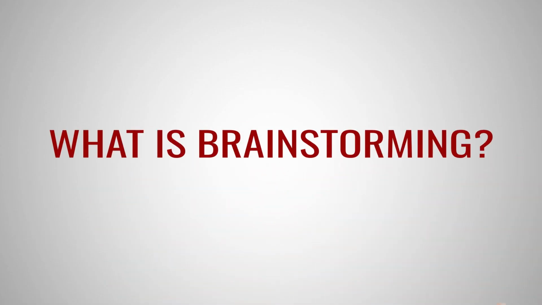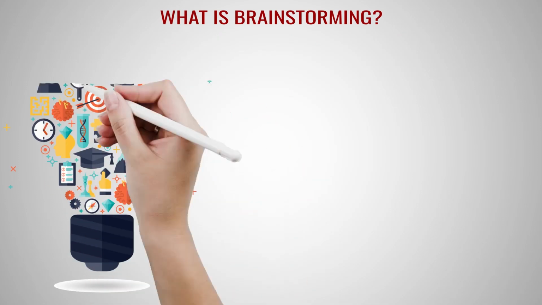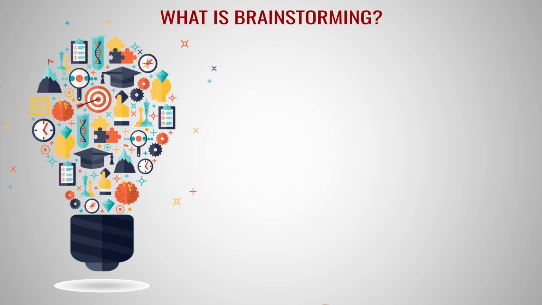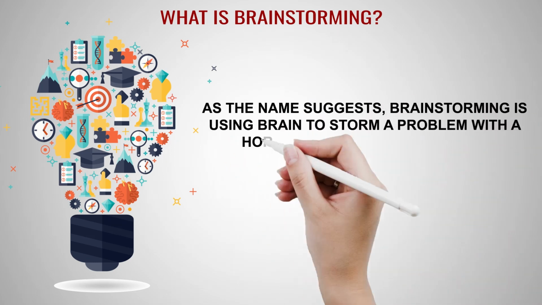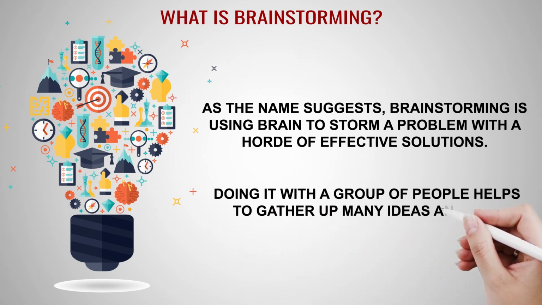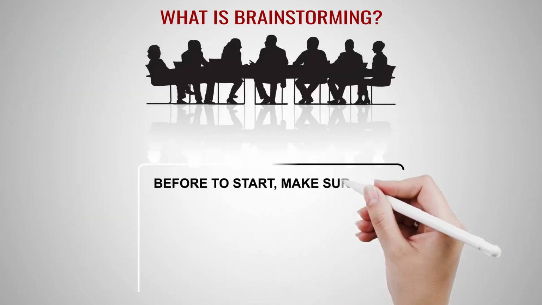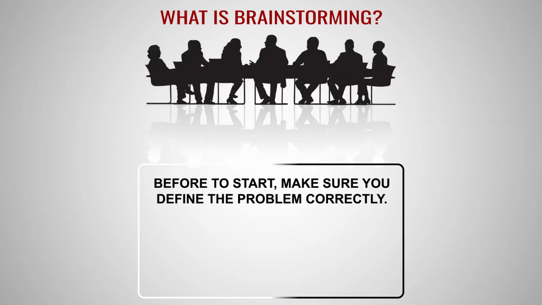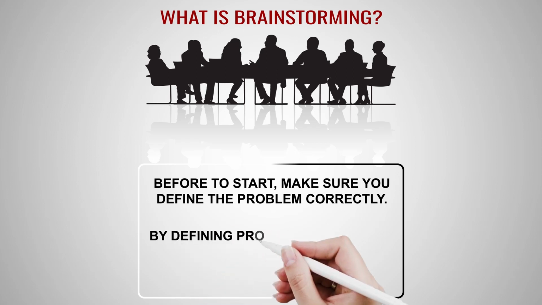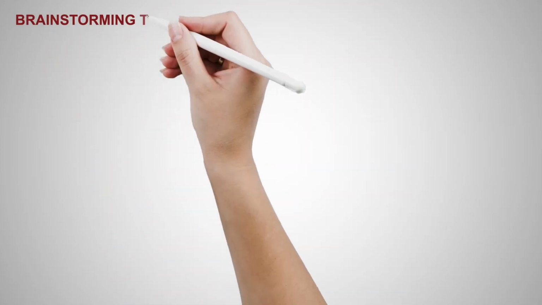What is brainstorming? If you want to solve a complicated problem, brainstorming is an effective method to come up with a solution. As the name suggests, brainstorming is using the brain to storm a problem with a horde of effective solutions. Doing it with a group of people helps to gather many ideas and new solutions. Before you start, make sure you define the problem correctly. By defining problems correctly, you can solve them easily, which helps save time, money and resources.